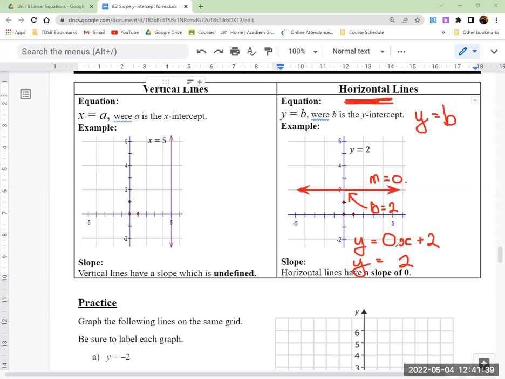Other people will be like, oh, that makes sense because the slope is a 0. I'll just do what I already know. But that's going to end up being a 0. So there. Some people are not going to memorize this. Some people are going to memorize this.